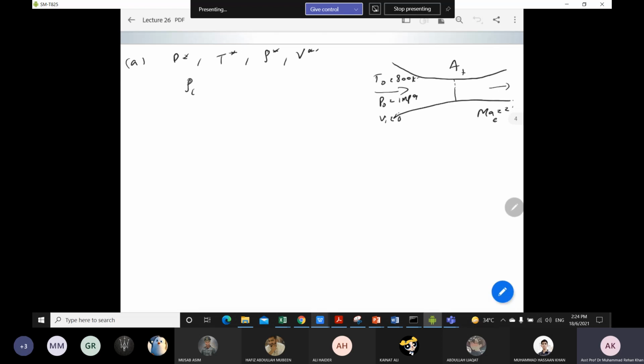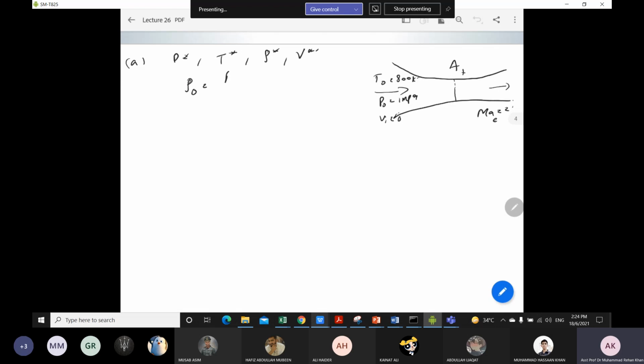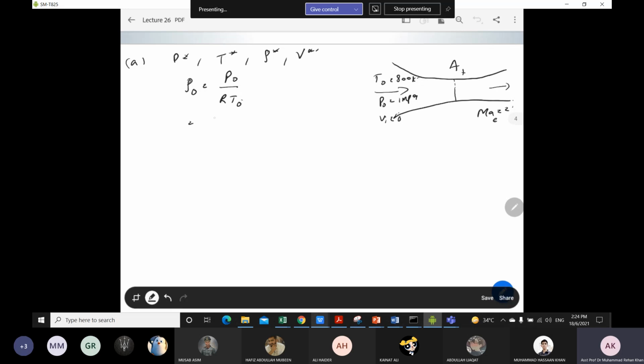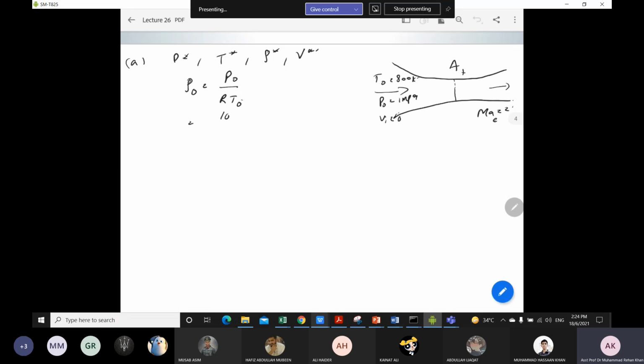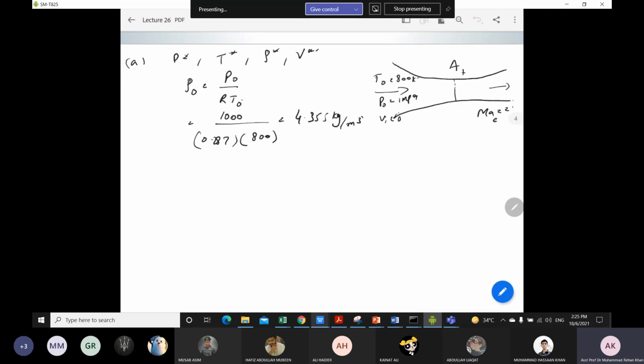In order to find rho naught, simply you have to use the ideal gas relation, which is rho naught is equal to P naught divided by R T naught. So if you simply put the values, P naught is 1 megapascal, so you can say 1000 kilopascal. R value is 0.287 and T naught value is 800 Kelvin. If you solve it, you will get the rho naught value as 4.355 kg per meter cube. So now rho naught value is known to us.